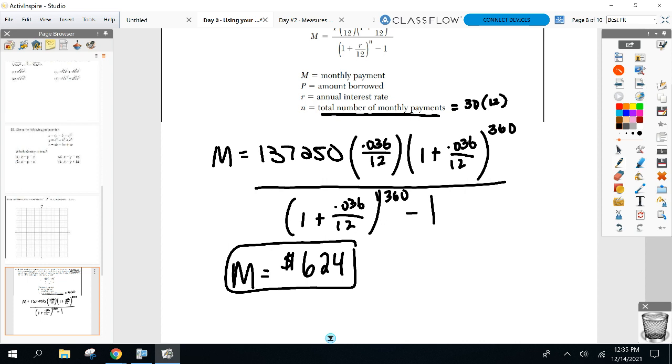We're having some calculator issues. Yeah. Where did I type it from?